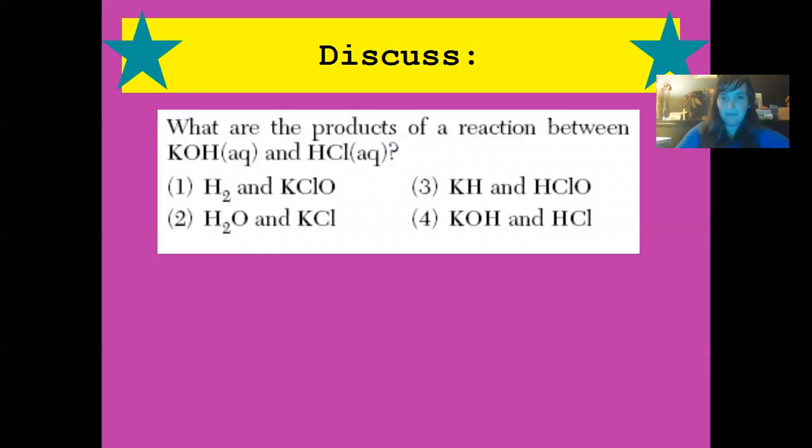All right, last question. What do you think are the products of a reaction between KOH and HCl? All right, this is a classic acid-base neutralization. We've got KOH, our base, and HCl, our acid. We know that acid plus base make water and a salt. In this case, our salt will be the rest of the base, K, the rest of the acid, Cl. So here we go. Water and salt.